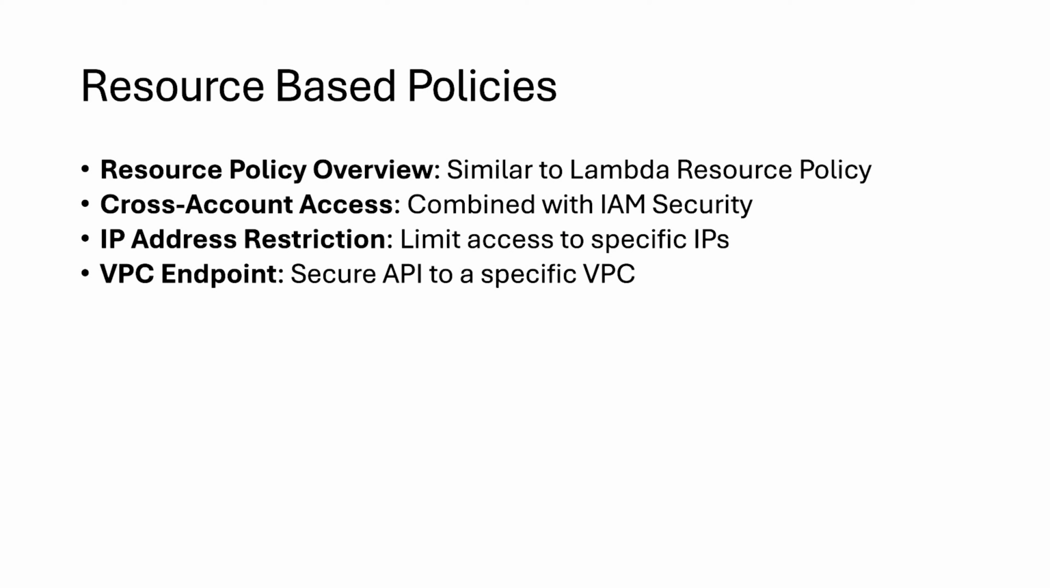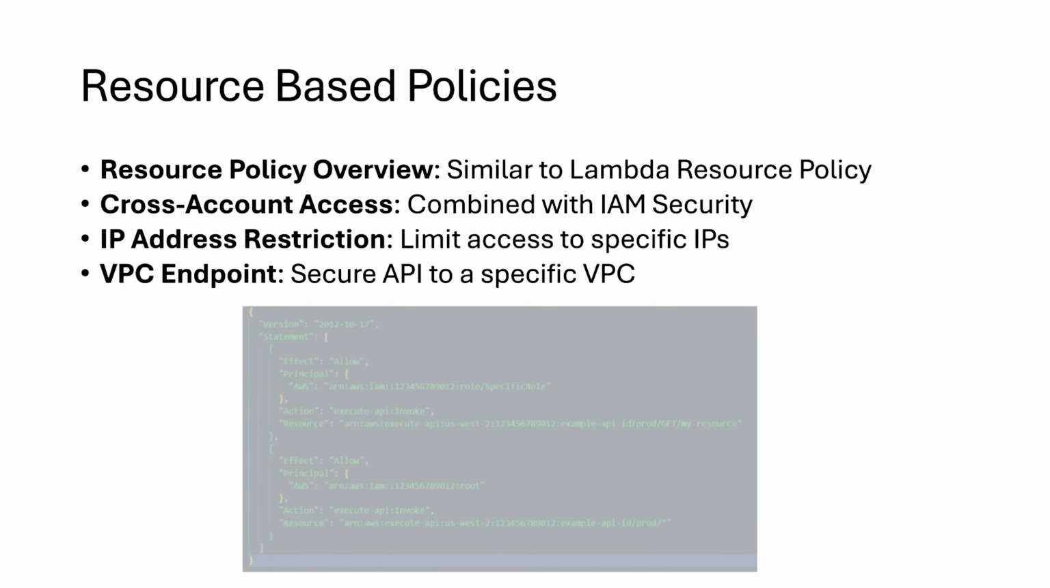So not for all the users or not from all the networks from the cross account, it will only allow a particular VPC. So that VPC only can securely access your API Gateway. What will happen is it will add an extra layer of security.